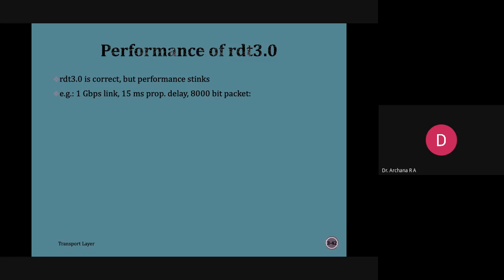So let us think of an example. There is a 1 Gbps link, meaning a channel or link through which data is transmitted, where the link capacity is 1 Gbps, meaning 1 Gb per second of data can be transmitted through that link. And then a 15 millisecond propagation delay. So what is the delay that they have given? They have specified 15 milliseconds.